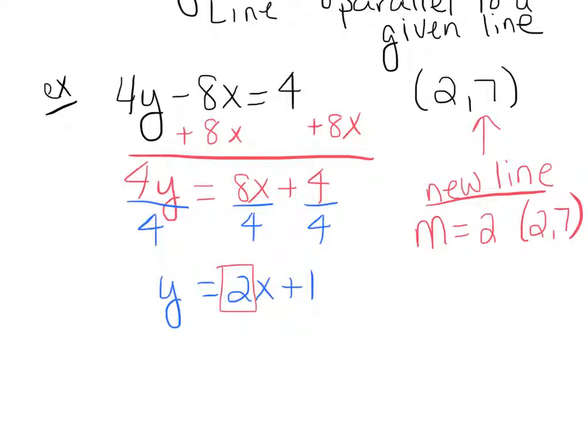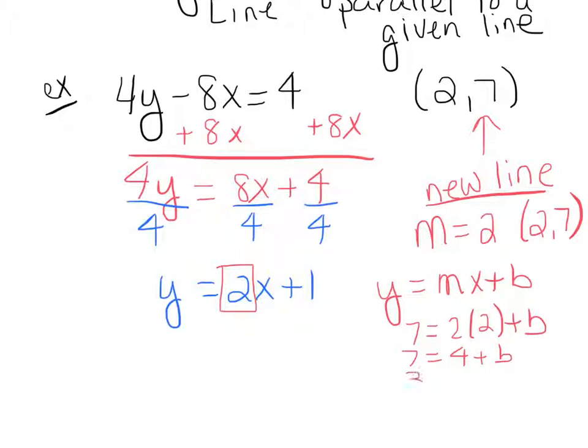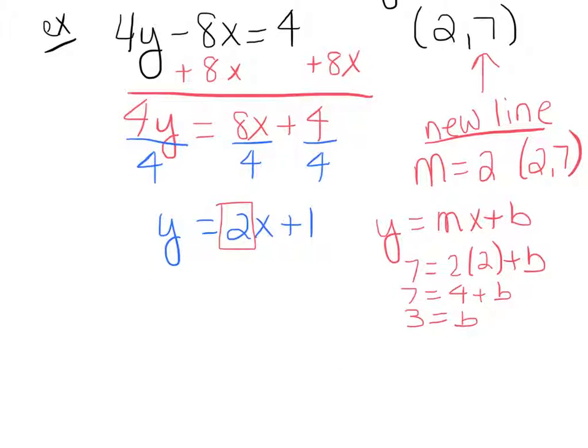So now I'm going to proceed just like I always do, and I put y equals mx plus b, and I'm going to use the slope that I got when I solved my first equation. So 7 is equal to 2 times 2 plus b. So 7 is equal to 4 plus b. So 3 is equal to b. And of course we have to write the equation: y equals 2x plus 3.